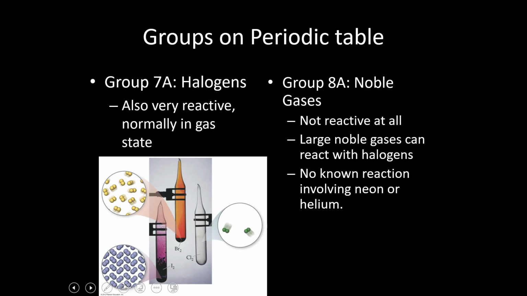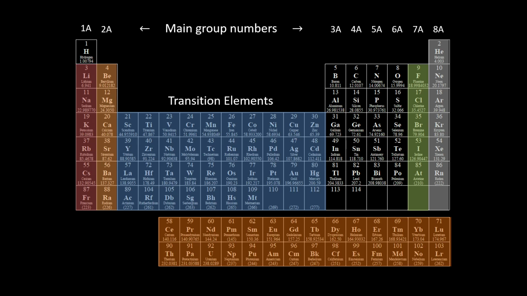Group 7, or 17, that is the halogens, and then the noble gases. So it's these four columns here. I expect you to know the names for those. So again, alkali metals, alkaline earth, halogens, and noble gases.